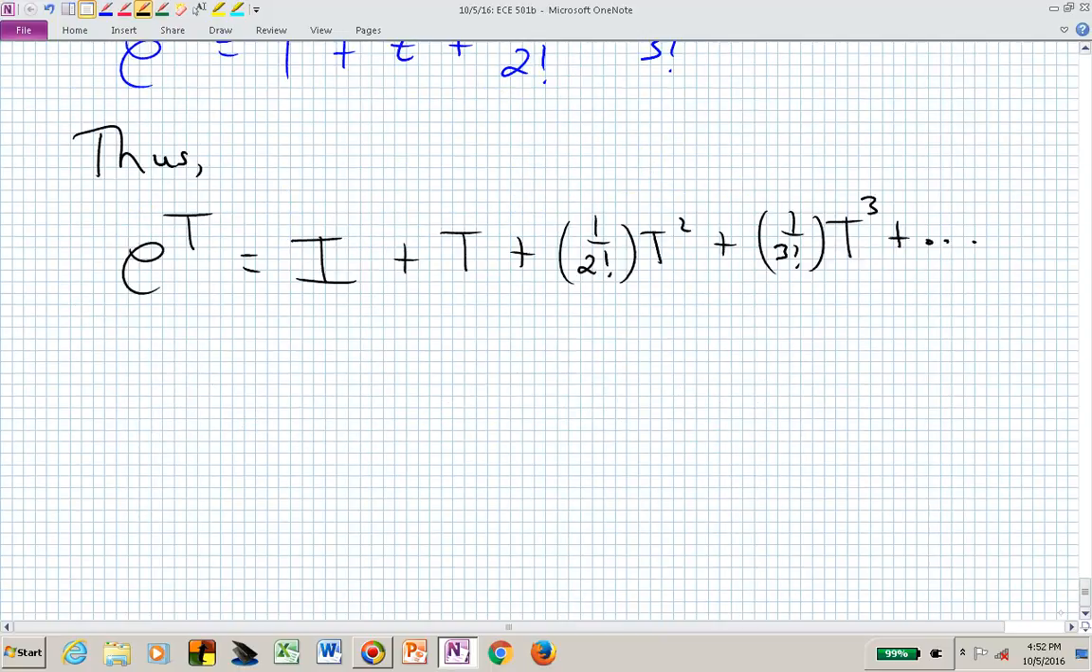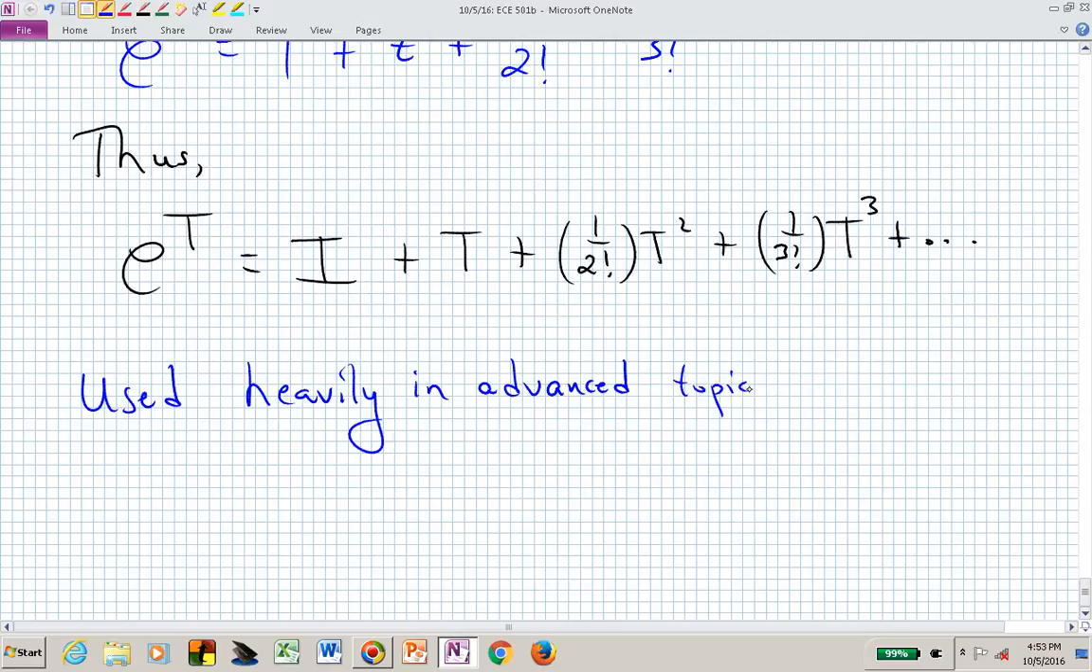And that matrix exponential is used in a lot of different places, so it's nice to know that it is available to us. So this is used heavily, let's say, in advanced topics, if you can consider control advanced. I'll just say it is. So now you can use this in a control setting, in quantum mechanics, etc.